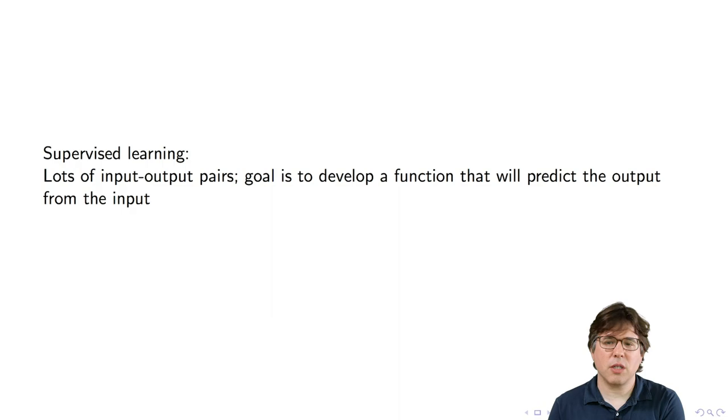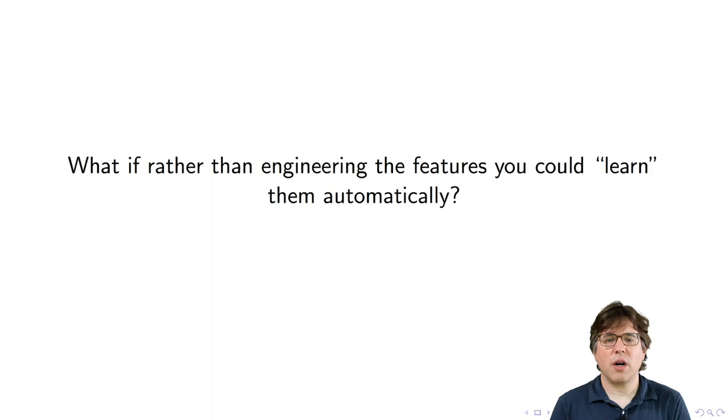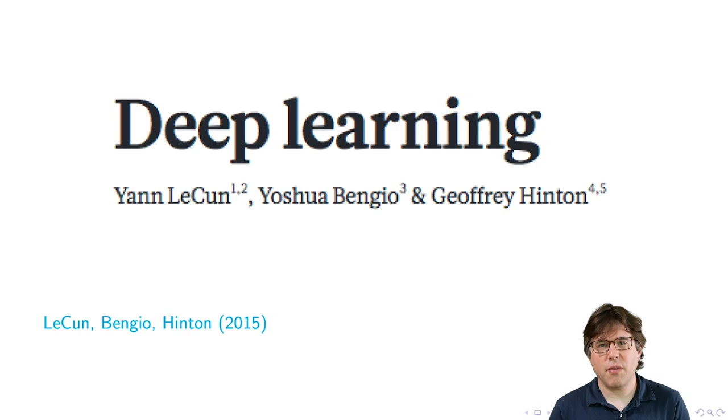So in the examples that I showed you so far, the features were all engineered by the researcher. They were created by the researcher. But what if there was a way that you could learn the right features automatically from the data, so that a researcher didn't have to have any specialized skill to know what the right features would be? You could somehow just learn them from the data. And this is one of the ideas underlying deep learning.